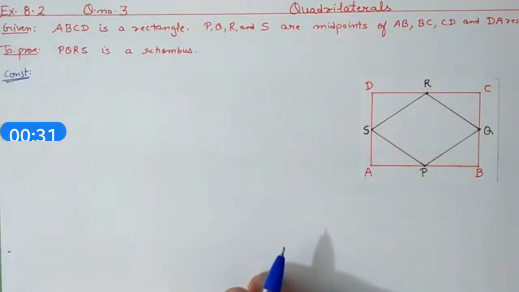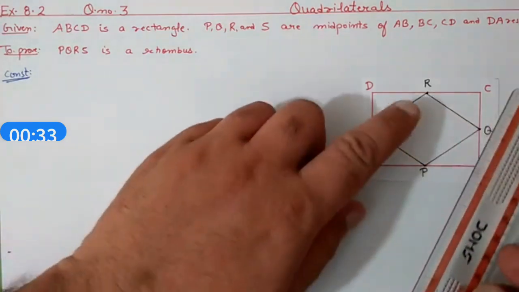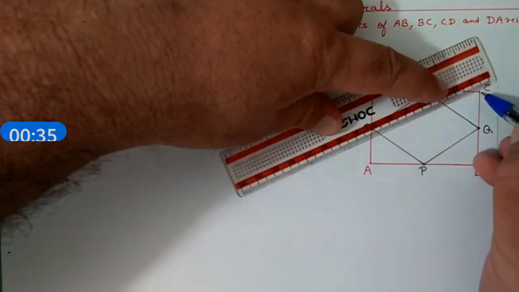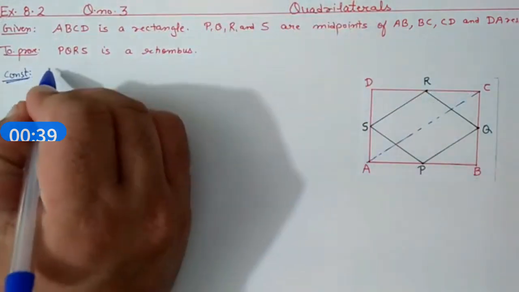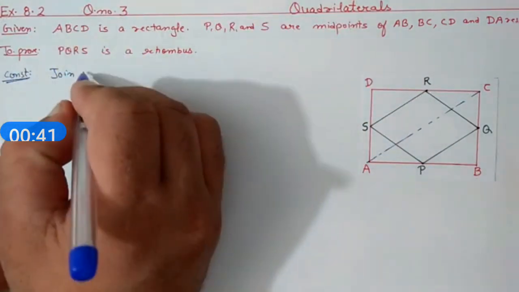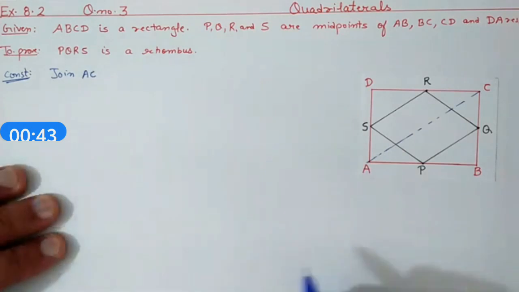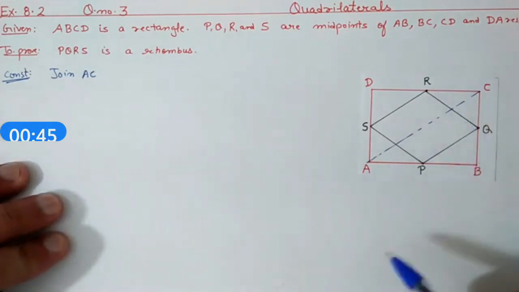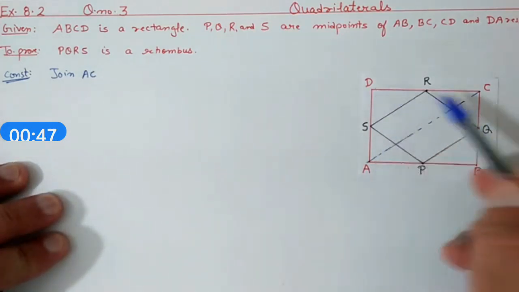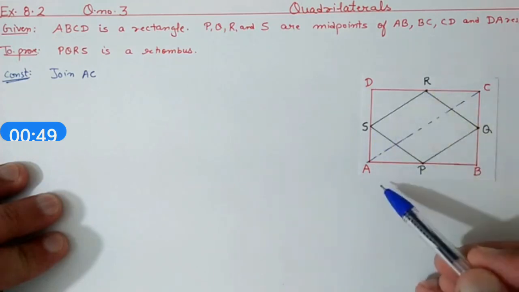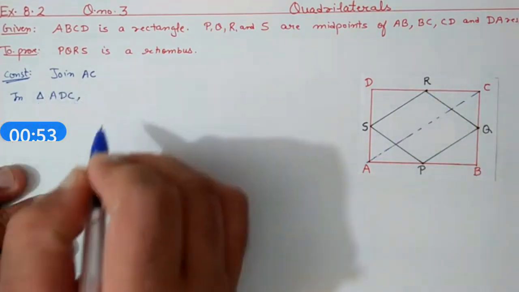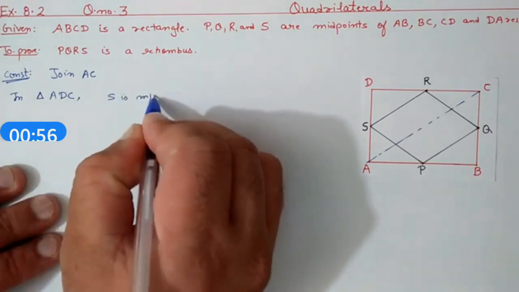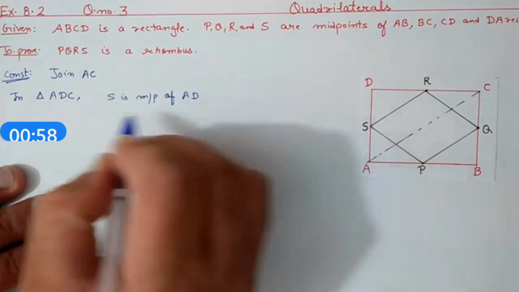Firstly we will prove it a parallelogram. To prove it a parallelogram, first of all we will draw its diagonal AC. Now students, we can use the midpoint theorem in triangle ABC and in triangle ADC.